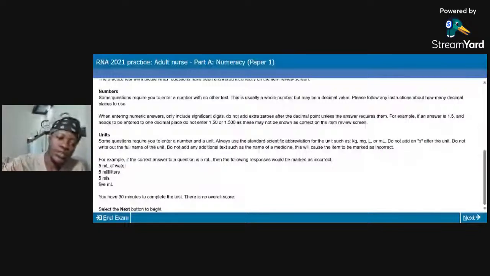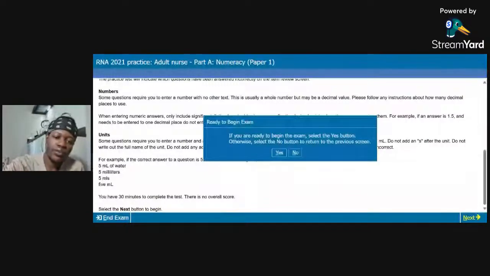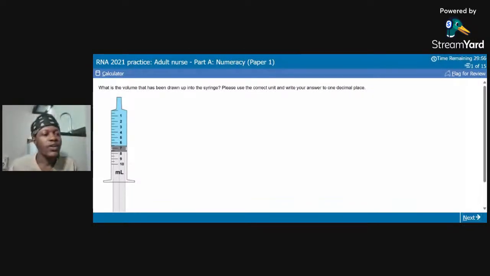Okay, let's go to the question now. What is the volume that has been drawn up in the syringe? Please use the correct unit and answer to one decimal place.